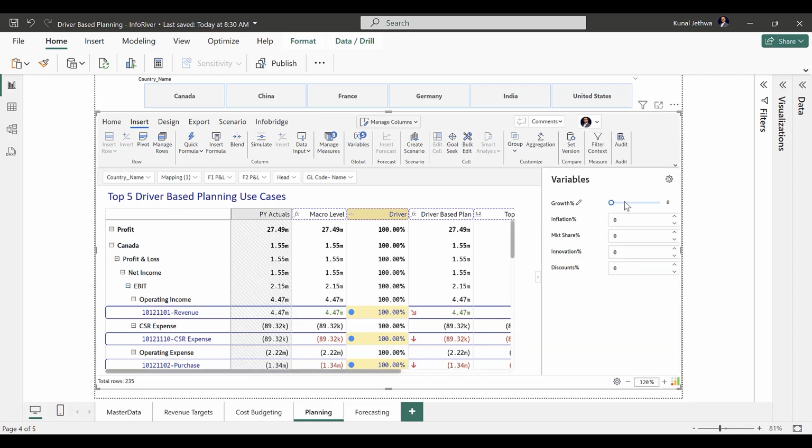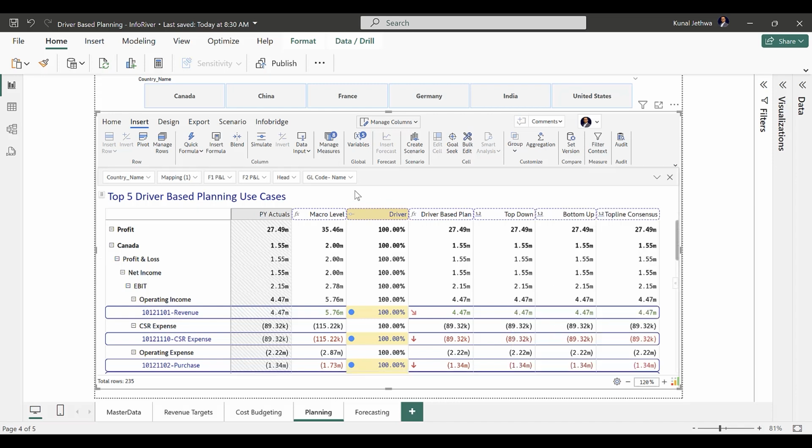As a user, I can now start making changes with each and every driver and see the impact instantly in no time. That's how quickly we are ready with our macro level plan. This is a very simple and straightforward method.